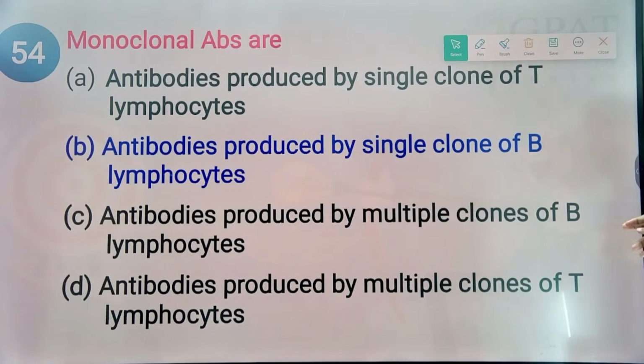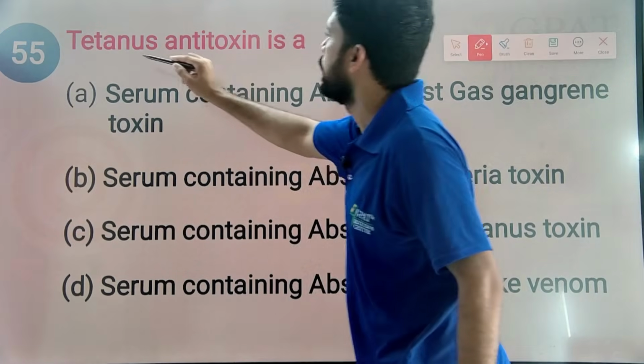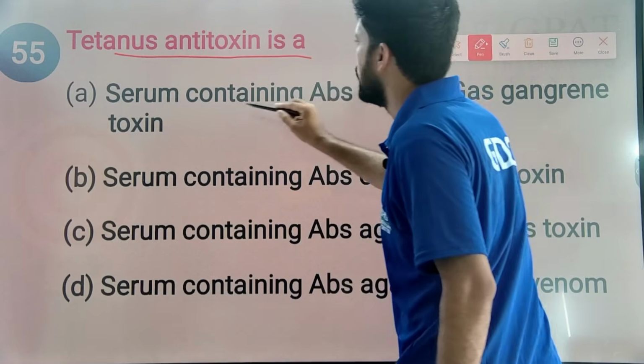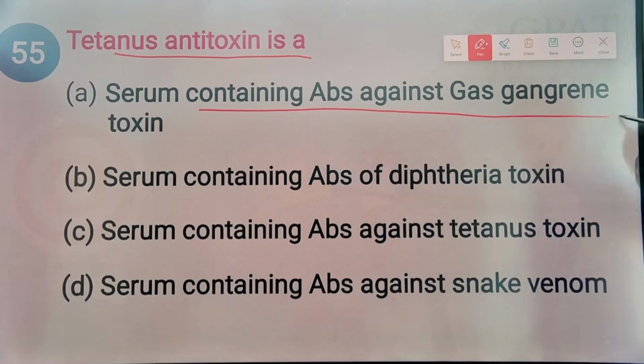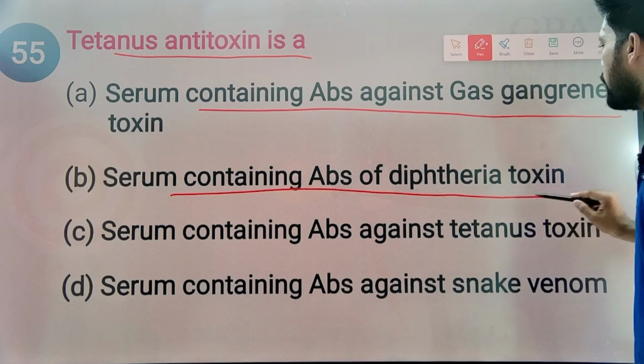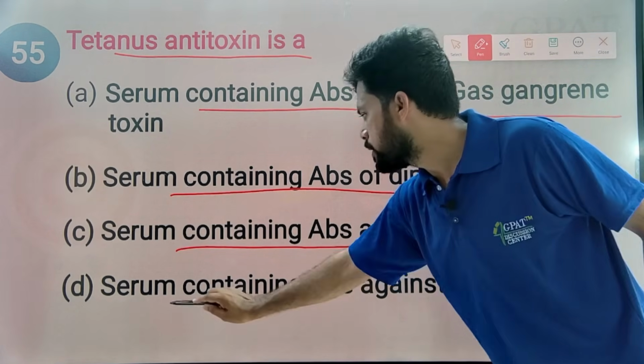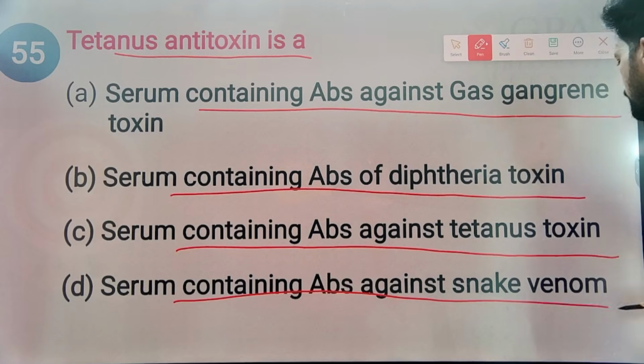But monoclonal antibodies are not part of T cells. These are clones of B lymphocytes, a single clone of B lymphocytes. That is monoclonal antibodies. Next, tetanus antitoxin is: a serum containing antibody against gas gangrene toxin, serum containing antibodies against diphtheria, serum containing antibodies against tetanus toxin, serum containing antibodies against snake venom.